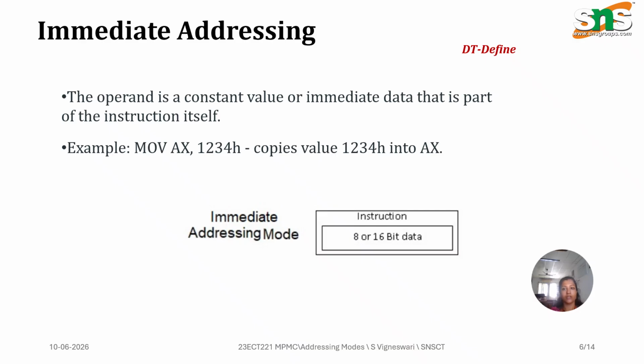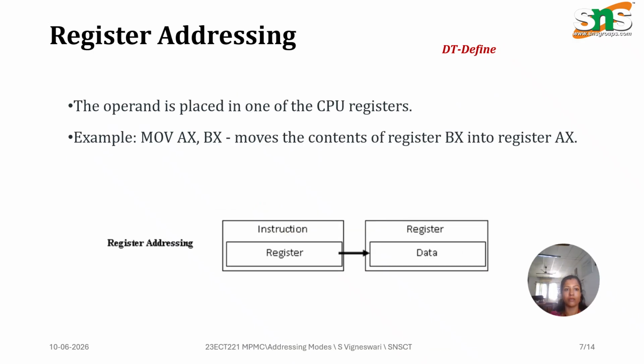And next comes the register addressing mode. Here the operand is placed in the CPU registers. Consider the instruction MOV AX, BX. Here AX and BX are the registers, where the content of register BX is copied into the register AX.